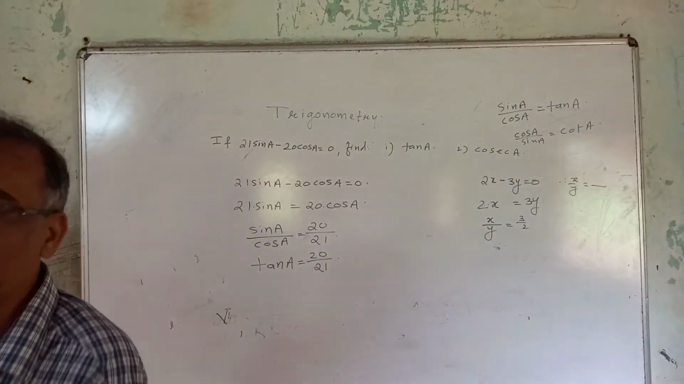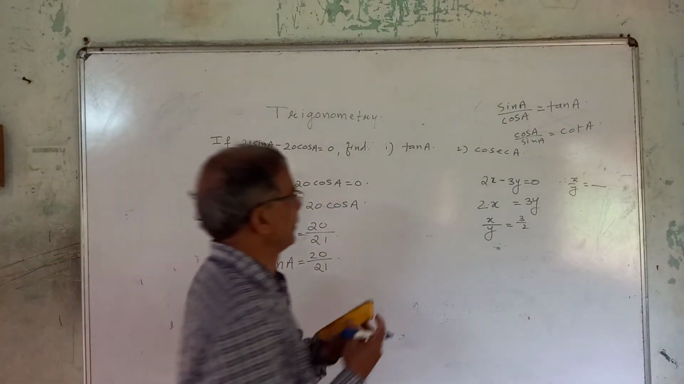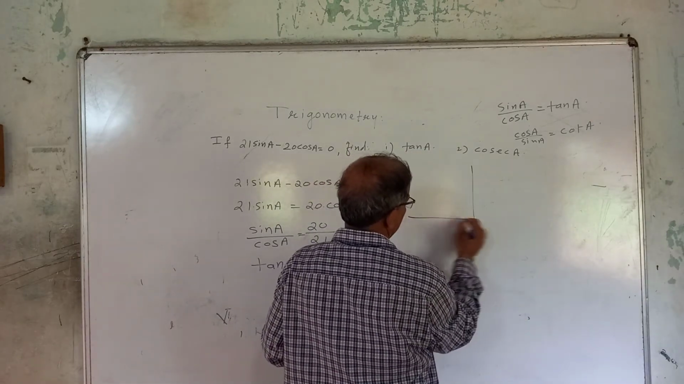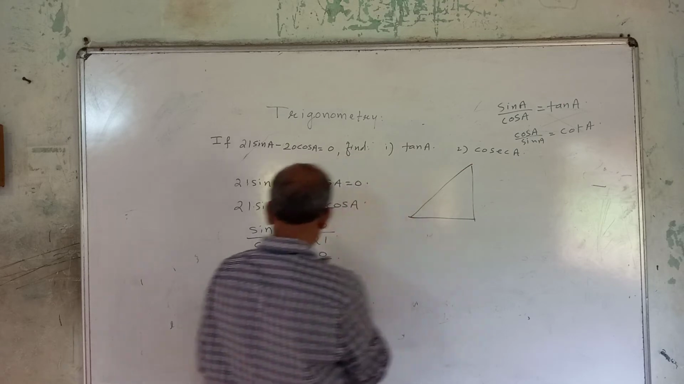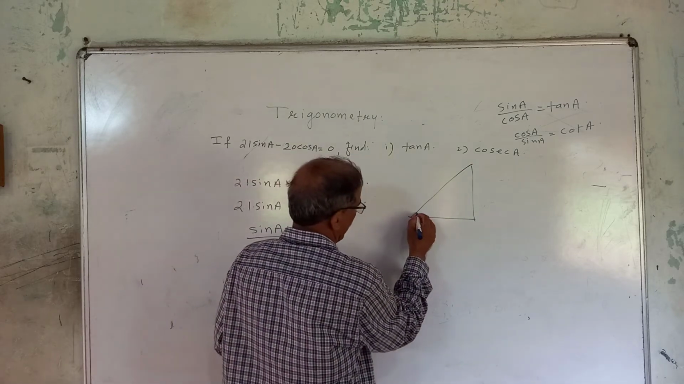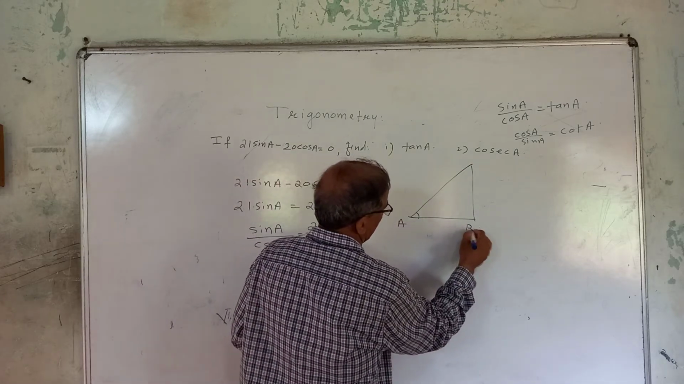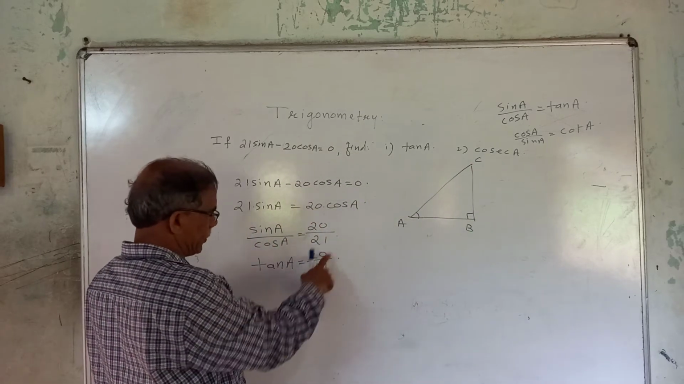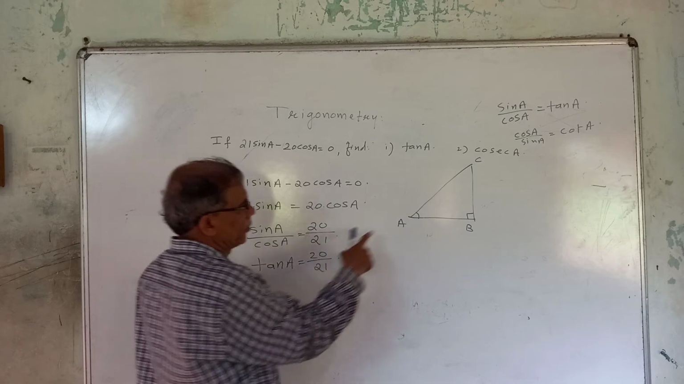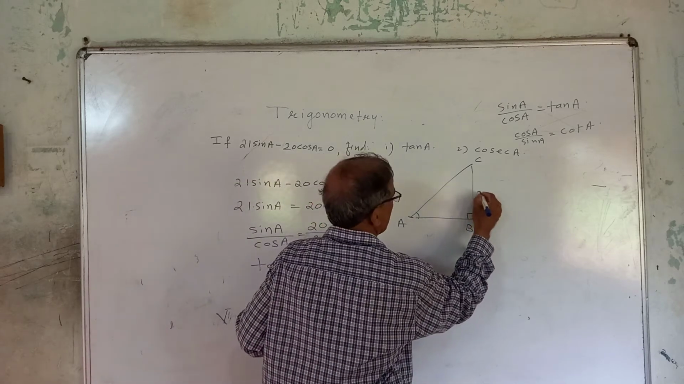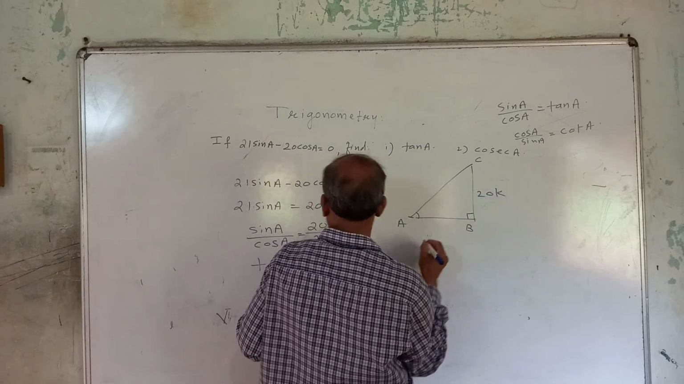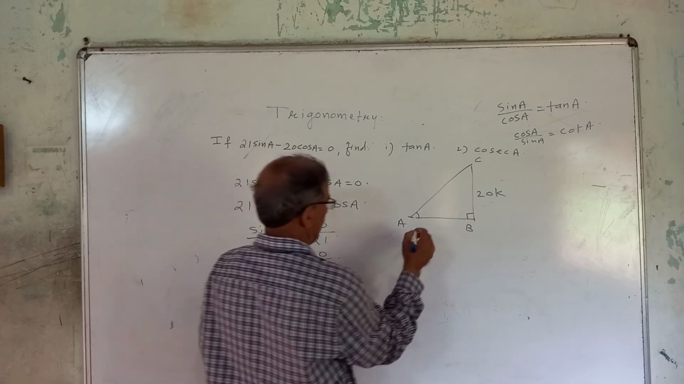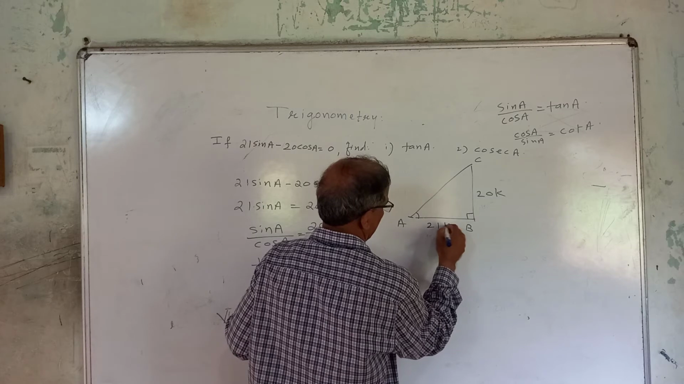Now we can draw a right angle triangle. See, listen here. Draw the right angle triangle. You know the trigonometric ratio of angle A. Name any acute angle A here. Then B, C. Tan is opposite upon adjacent. So for this, opposite is 20K, and then adjacent 21K.